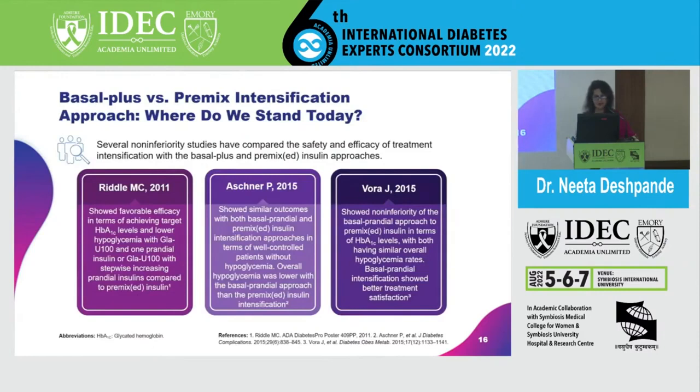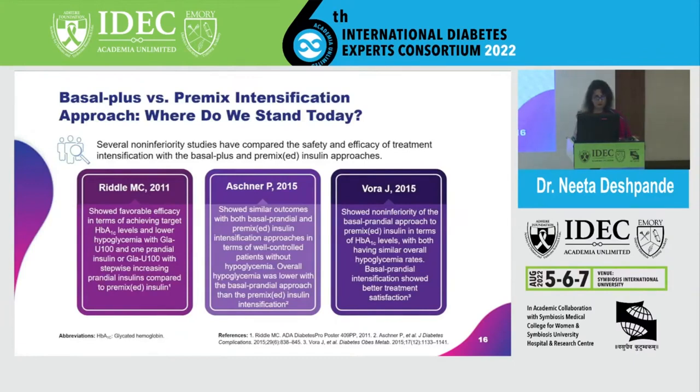So where do we stand today? If you had to compare, because in your practice, I'm sure you come across this. You started basal, not getting enough, your goals are not being reached, what do you do? So do you just suddenly switch to premix, or do you do a basal bolus? So where do we stand with that today?